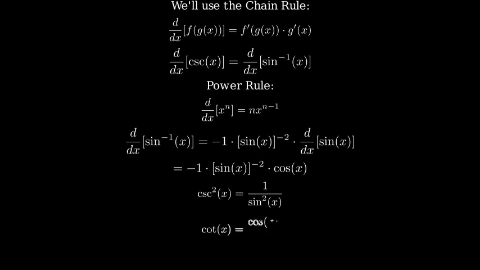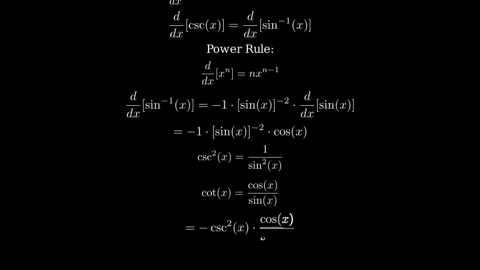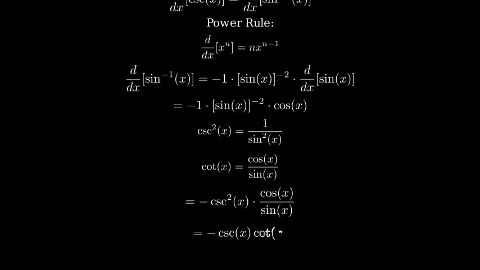Now, let's rewrite this in terms of cosecant and cotangent. Remember that cosecant squared is 1 over sine squared, and cotangent is cosine over sine. Using these identities, negative 1 times 1 over sine squared times cosine can be rewritten as negative cosecant squared times cosine over sine. And finally, we recognize that cosine over sine is cotangent of x, giving us our final result. The derivative of cosecant of x equals negative cosecant of x times cotangent of x.